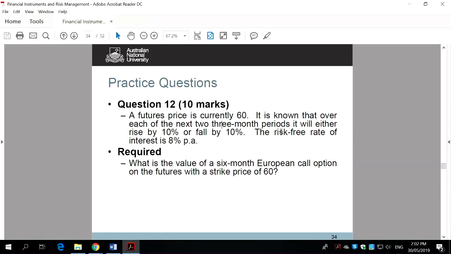Okay, so question 12. Question 12 says the futures price is currently 60, and it is known that over each of the next two three-month periods, it would either increase by 10% or fall by 10%. The risk-free rate of interest is 8%. What is the value of the 6-month European call option on the futures with a strike price of 60?